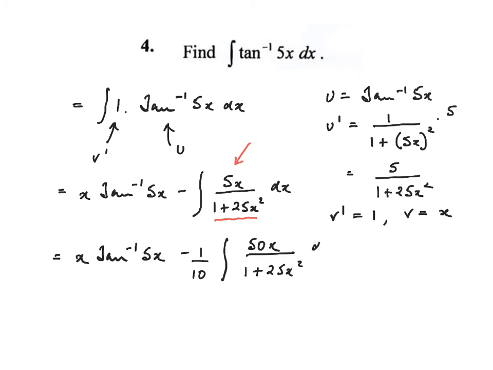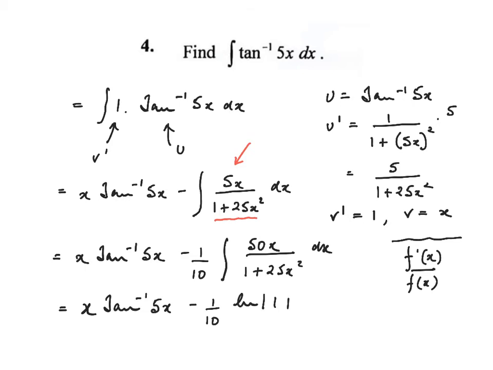Now what I have here, you've seen these before, it's f dash of x over f of x. So what we have then is x tan to the minus 1, minus 1 over 10 times the natural log of the modulus of 1 plus 25x squared plus the constant of integration c.